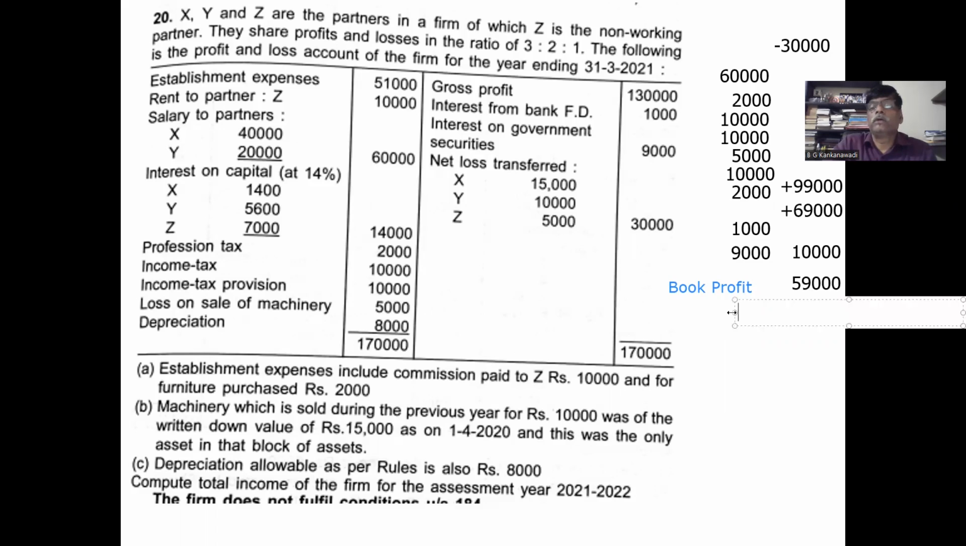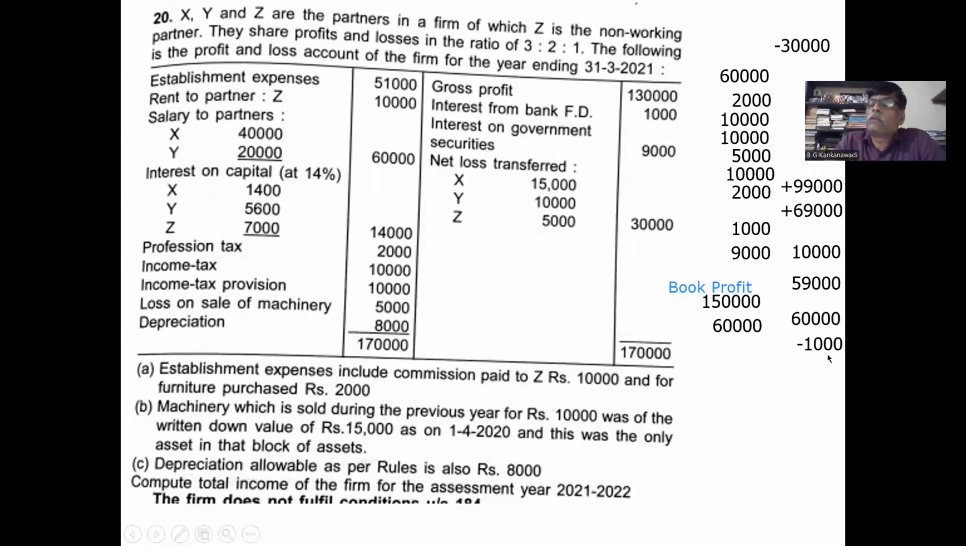You deduct 60,000. 1,50,000 is as per 40B, and 60,000 is the actual remuneration. Out of these two, 60,000 is less, so it goes to the outer column. Then the business loss: whatever answer minus 1,000 comes, this is the business loss.